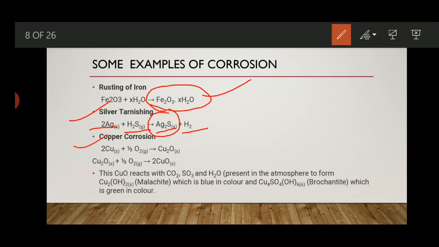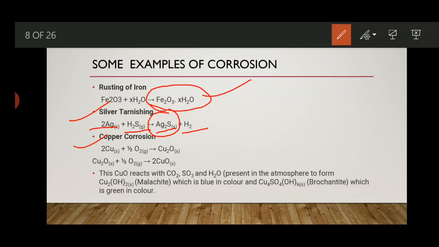Next example is copper corrosion, or tarnishing of copper metal. Might be you have observed in our homes that whatever copper utensils we are using, after some period of time they turn either blue or green. So why? Because copper undergoes an oxidation process. Due to that, its color gets turned into either blue or green.